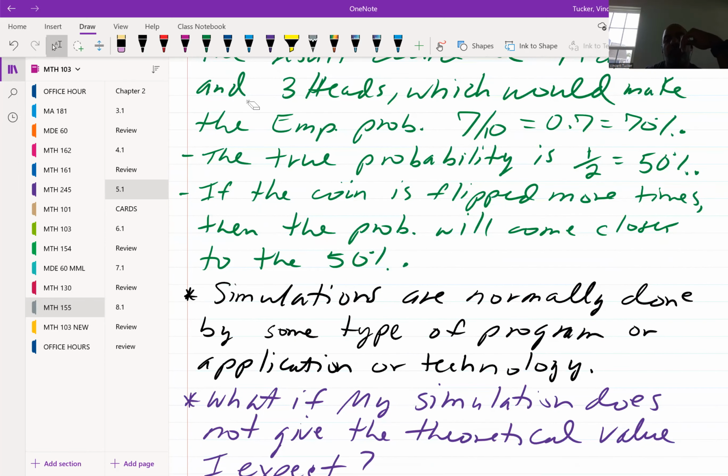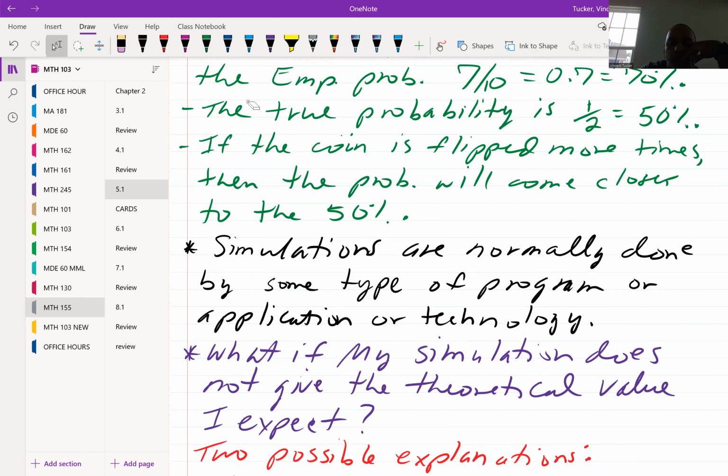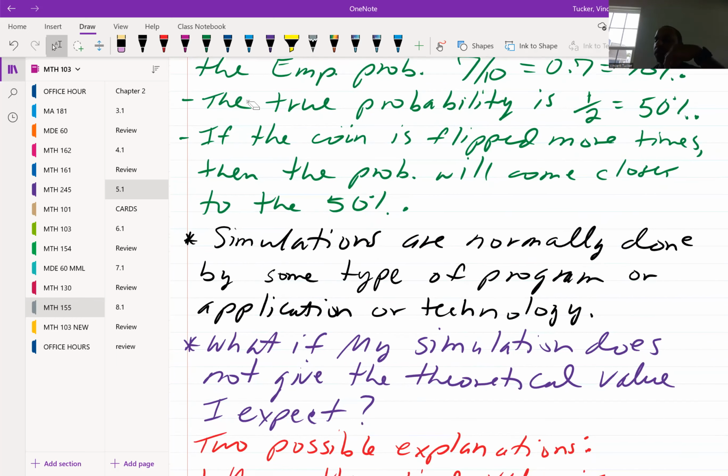So simulations, which is what you would need to help you do something an infinite amount of times. Simulations are normally done by some type of program or application or technology. And then I believe this is the last thing that they hit on. What if my simulation does not give the theoretical value I expect? And we have 2 possible explanations.